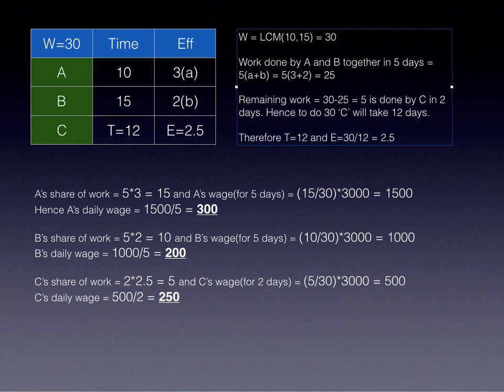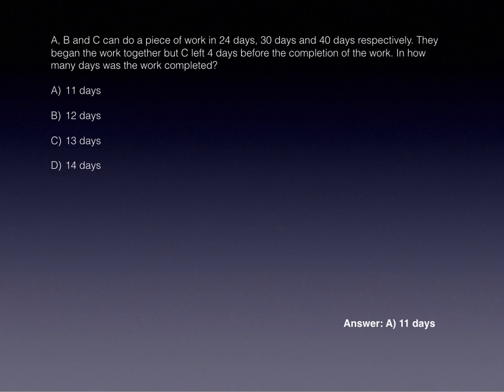Okay, so let's go to the next question. A, B and C can do a piece of work in 24 days, 30 days and 40 days respectively. They began the work together, but C left 4 days before the completion of the work. In how many days was the whole work completed? Option A 11 days, option B 12 days, option C 13 days, option D 14 days.